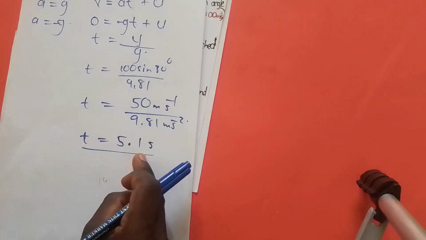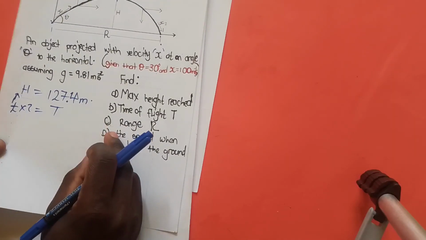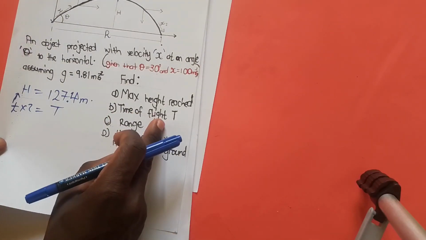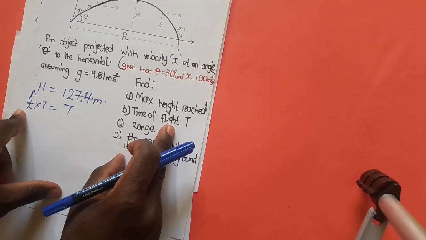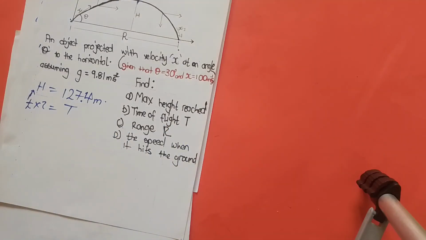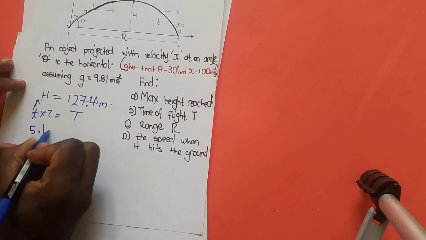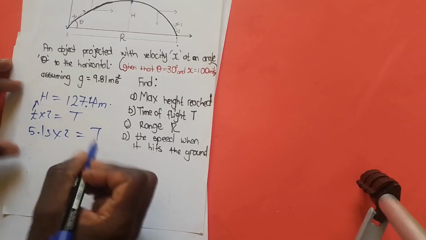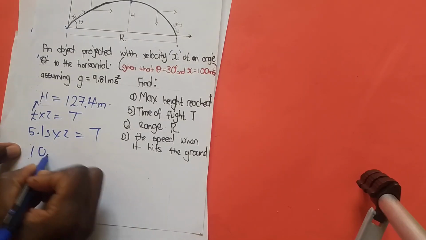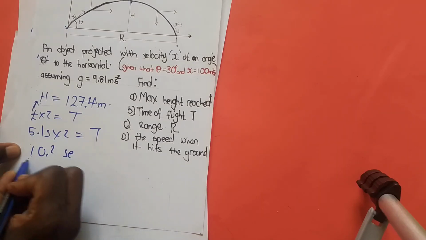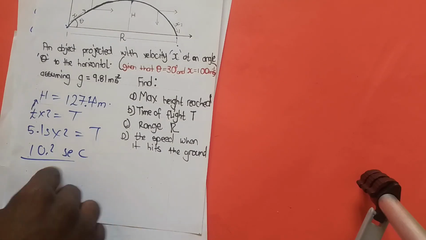But from the word go, I've told you that question B is saying that we should calculate the time of flight, which is equal to 2 times the time taken to reach the maximum height. We've calculated the time taken to reach the maximum height, and found that it's 5.1 seconds. Times 2, the time of flight is equal to 10.2 seconds.